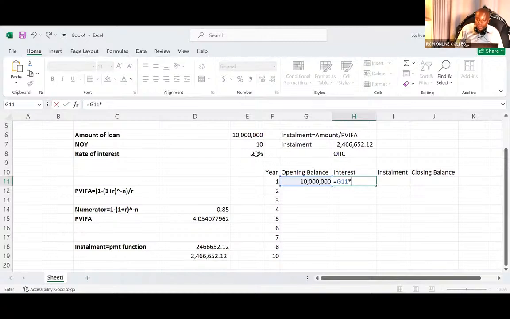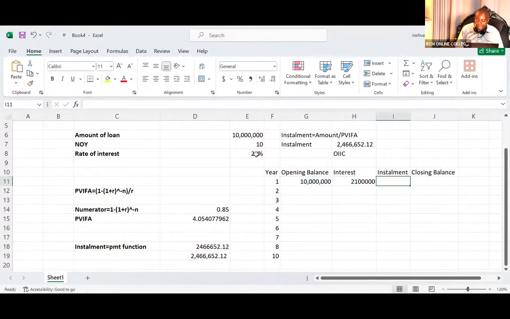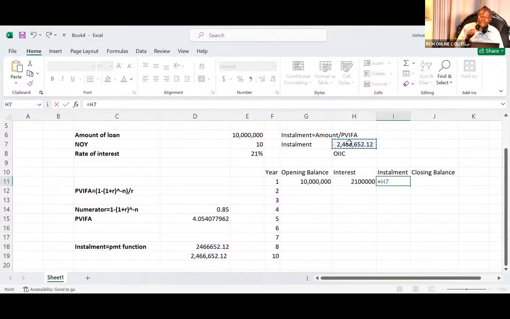Rate of interest is 21%. This rate of interest, either south, west, north, east, will never change. So I need to freeze it permanently, and to freeze it permanently, I need to use function F4. Interest will never change. From there, I say tab. I come and pick the installment. This amount will never change, so for this installment I'm going to use FN F4.